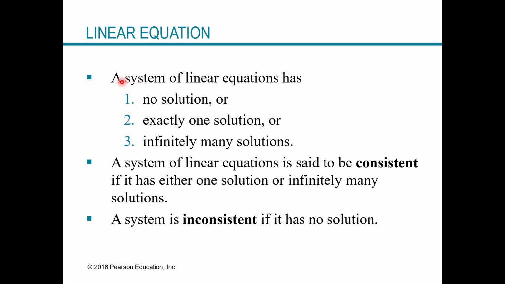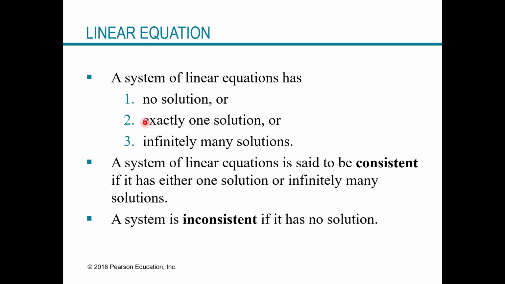There are three possible outcomes when you're trying to solve a system of linear equations. A lot of the time it's going to be one solution, but the three outcomes are that there's no solution, there's exactly one solution, or there are infinitely many solutions. Keep these in mind, because no matter which linear system you're trying to solve, you'll get one of these three outcomes. And like I said, a lot of the time it's going to be number 2, but not always.